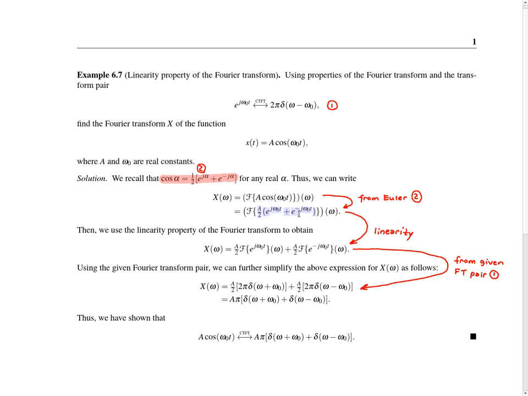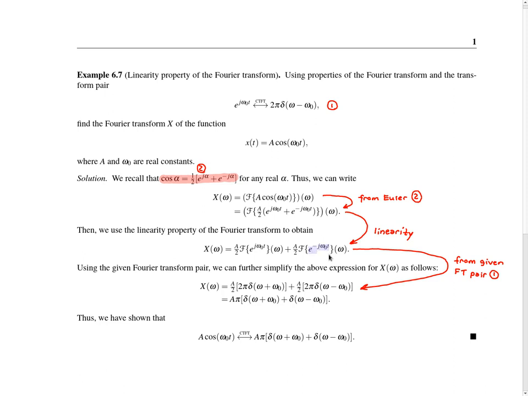So we can interchange the order of the Fourier transform operation in the linear combination, which gives us this next line. So here we've used the linearity property. And then using the given Fourier transform pair, we can take the Fourier transform of e to the j omega naught t, in other words this highlighted function here, and e to the minus j omega naught t.